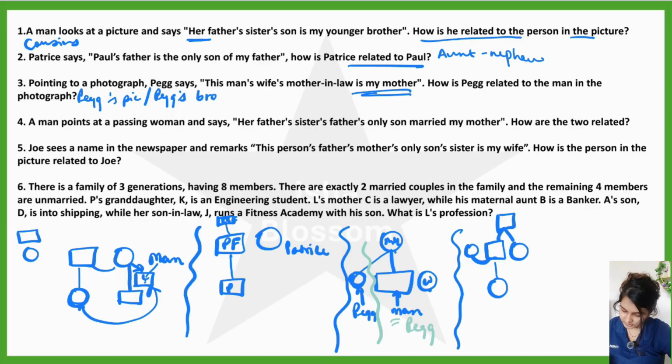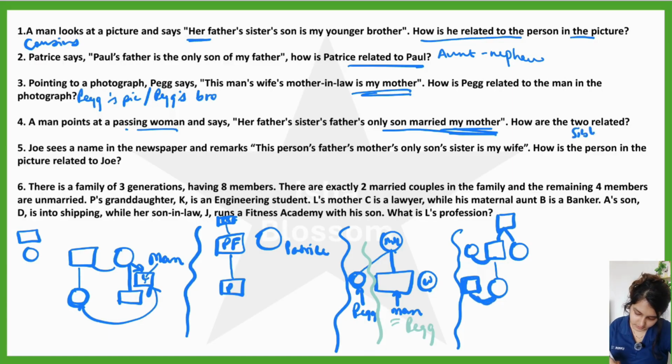So if I am the passing woman, so my dad's sister, that's my bua's father's only son, that is my dad, married my mom. Okay, great. So how is the man related to me? Right? Which means that this man would be my sibling, right? Because it says my mother. So these two, the woman and the man, are related. They're siblings.